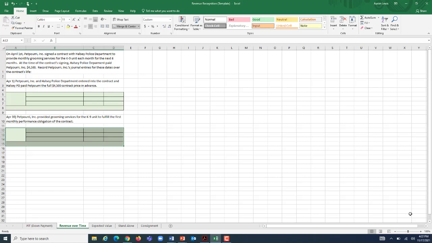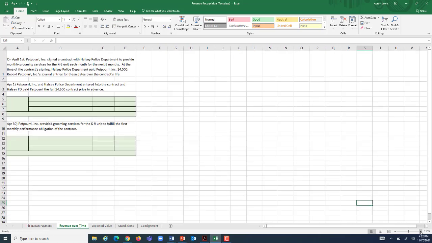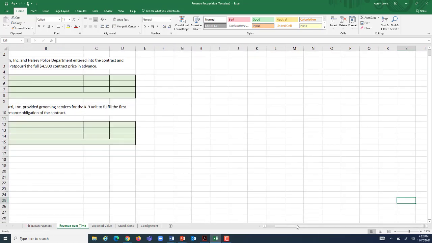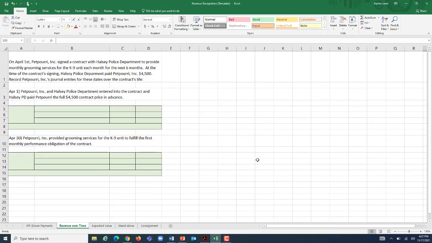The next question is the recognition of revenue not at one singular point in time, but over a period of time, a period of installment payments, if you will. So on April 1st, Pet Paris Incorporated is going to sign a contract with Halsey Police Department to provide monthly grooming services for the K9 unit each month for the next 6 months. At the time of this signing, Halsey is going to pay Pet Paris $4,500. So they're paying us in advance, in full, for the entire amount of the contract.